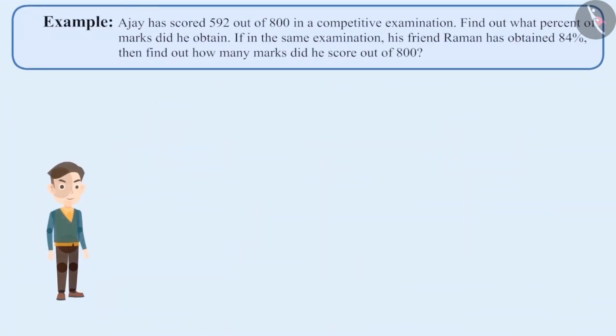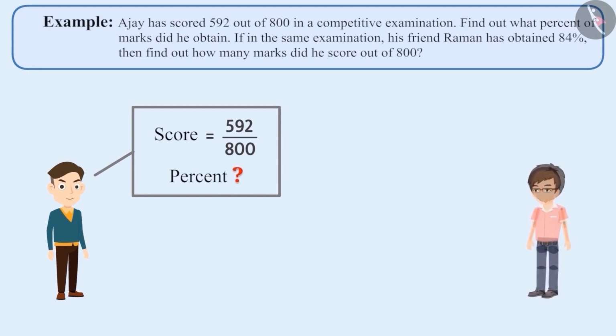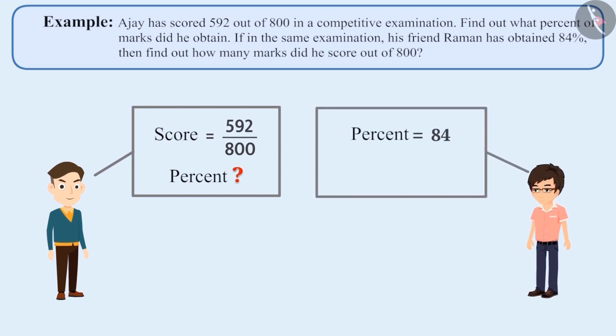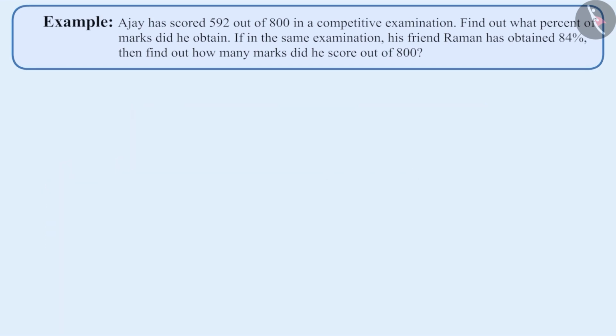Example 3. Ajay has scored 592 out of 800 in a competitive examination. Find out what percentage of marks did he obtain. If in the same examination his friend Raman has obtained 84%, then find out how many marks did he score out of 800. It is given in the example that Ajay has scored 592 by 800.